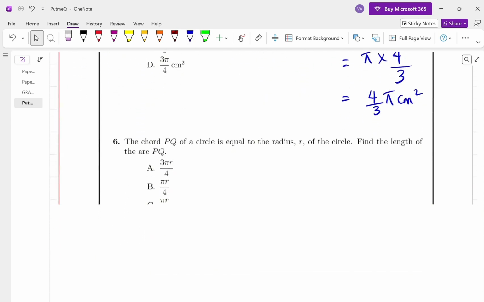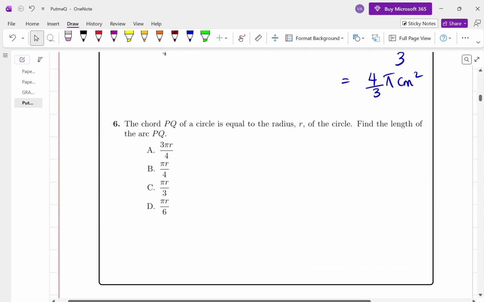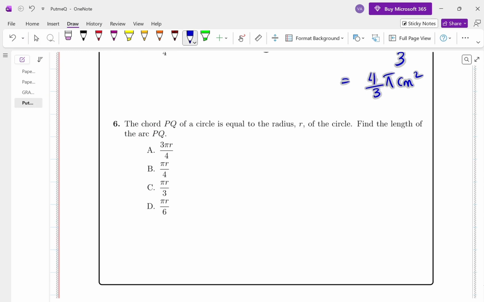Question 6. The chord PQ is equal to the radius R of the circle. Find the length of the arc PQ. For this kind of problem, whenever a chord is equal to the radius, what we're going to be having is an equilateral triangle. So the angle is 60 degrees.